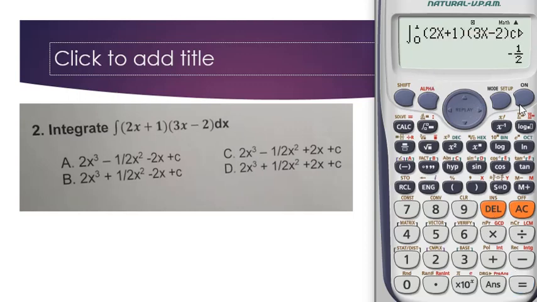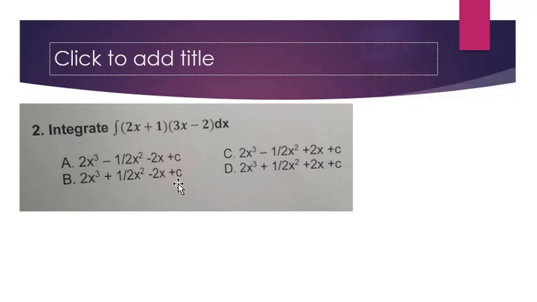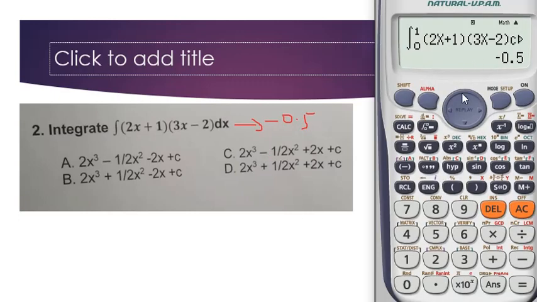Let's see. Okay, this is much better. Let's maintain that. So this gave us minus 0.5. Now let's check for the corresponding answer.